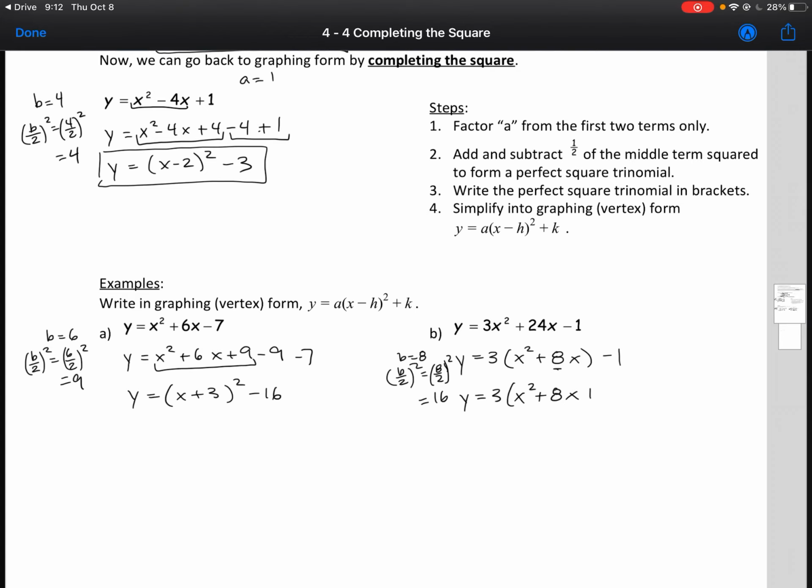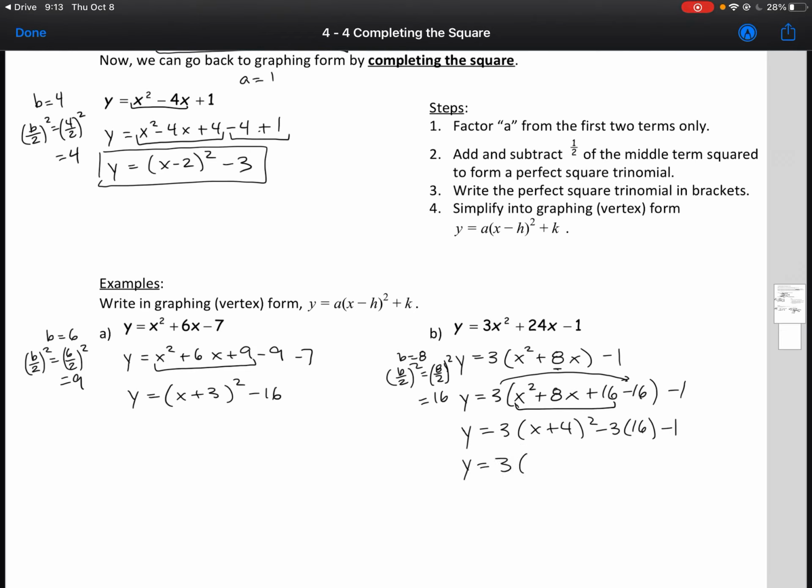It's important to do this inside the bracket because that is where you are trying to create that perfect square trinomial with those first two terms of your original equation. So now what I can do is write those first three terms as a perfect square trinomial, and I still have this minus 16 left over, but because it's in the brackets, when I take it out, I have to remember to multiply by whatever I factored out initially.